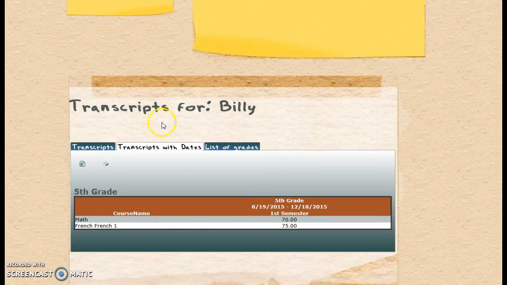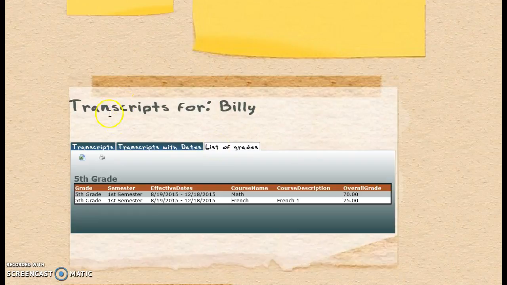I'm going to scroll down here, and here are his transcripts. So we have math, and French, and we have the grade. It automatically goes to transcripts with dates, but we can just look at the list of his grades, and there's the 5th grade, and it kind of just lists them out.